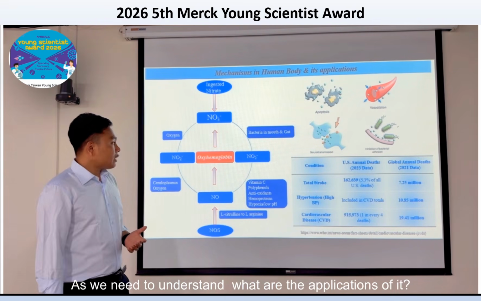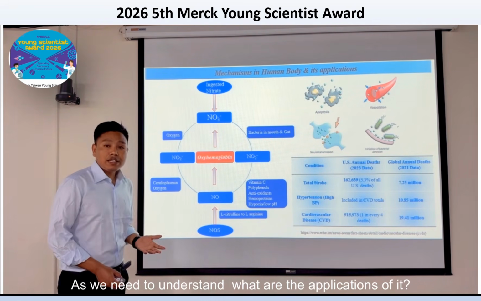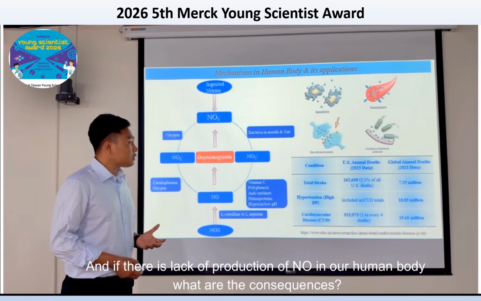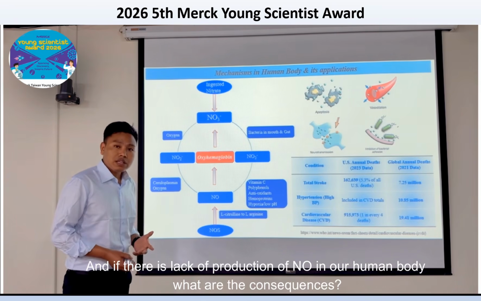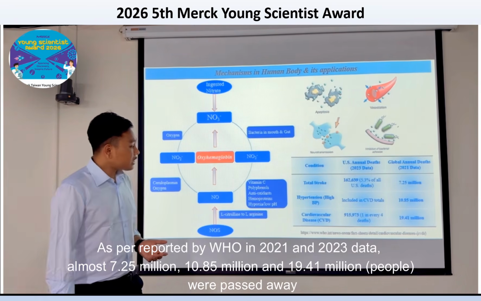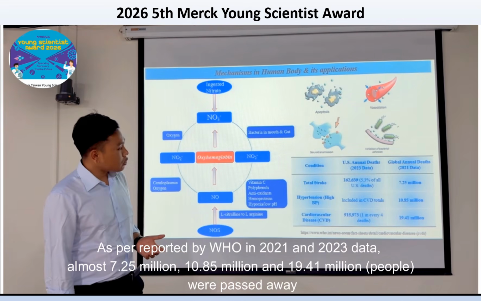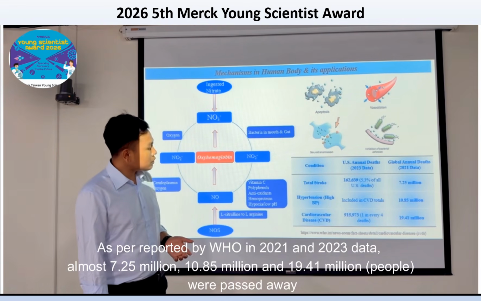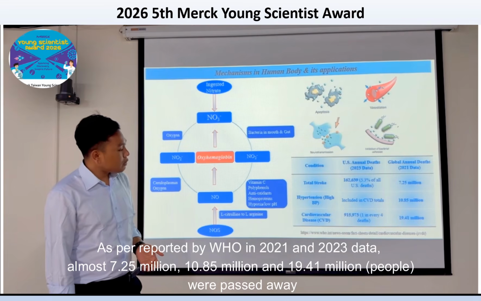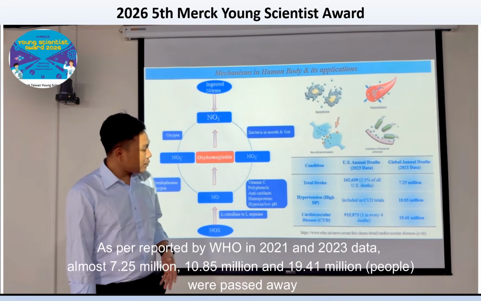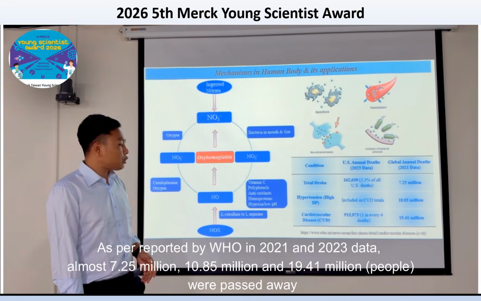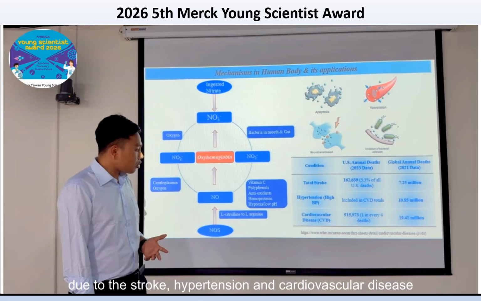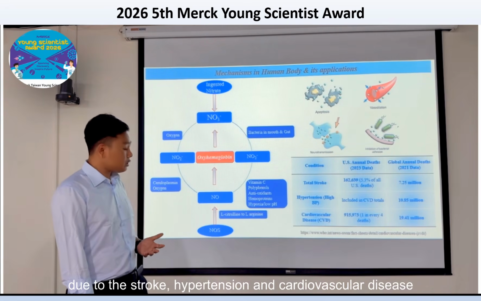We need to understand the applications of it, and if there is a lack of production of this nitric oxide in our human bodies, what the consequences are. As reported by the WHO in 2021 and 2023 data, almost 7.25 million, 10.85 million and 19.41 million passed away due to stroke, hypertension, or cardiovascular disease.